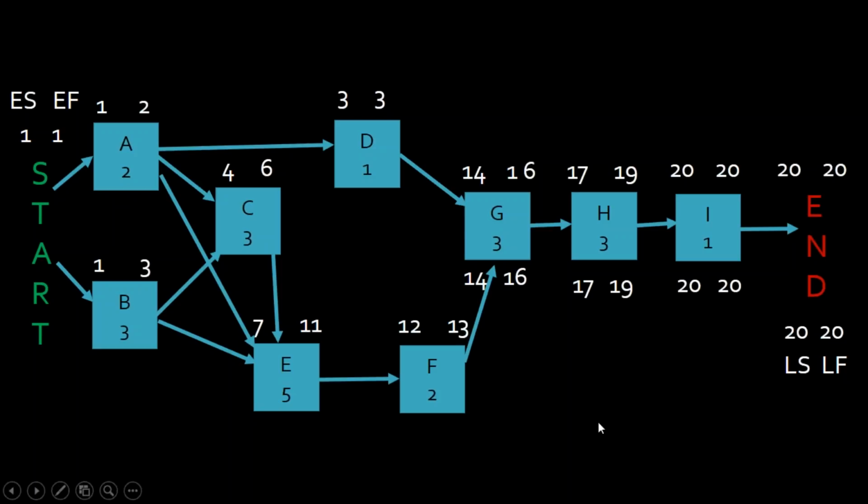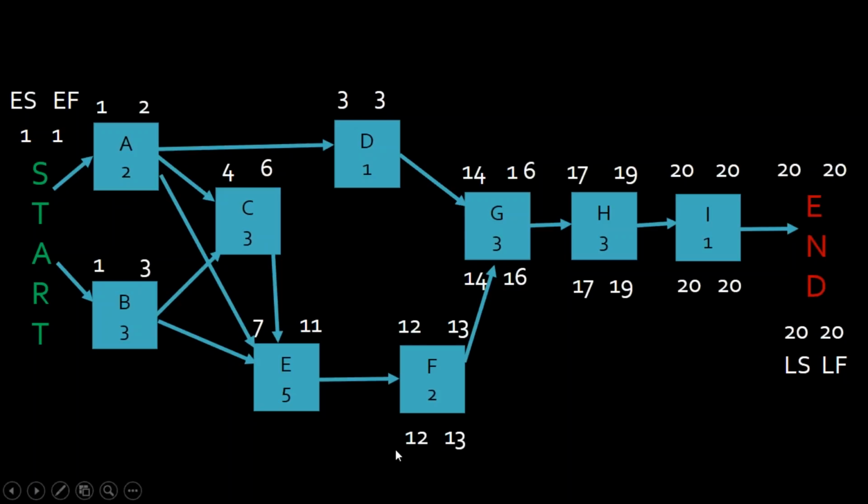Let's go back to F for a second. Since the latest that G can start is day 14, the latest I can finish F is day 13. It's a 2-day task, which means I can't start it any later than day 12. F also has no wiggle room. It must happen when it's scheduled. We'll go back to E. E only has to worry about F.